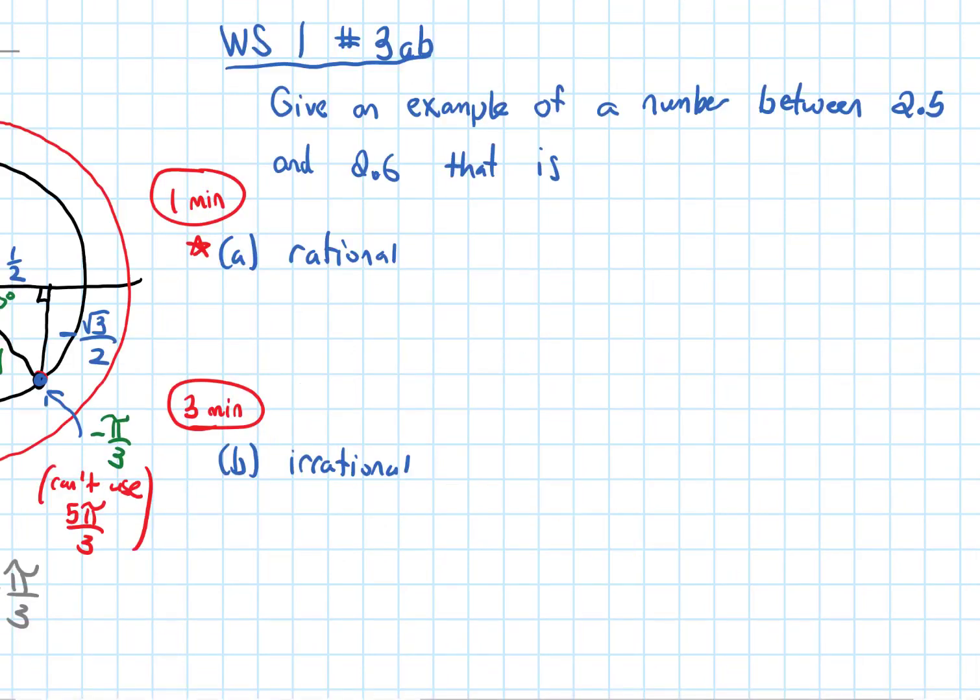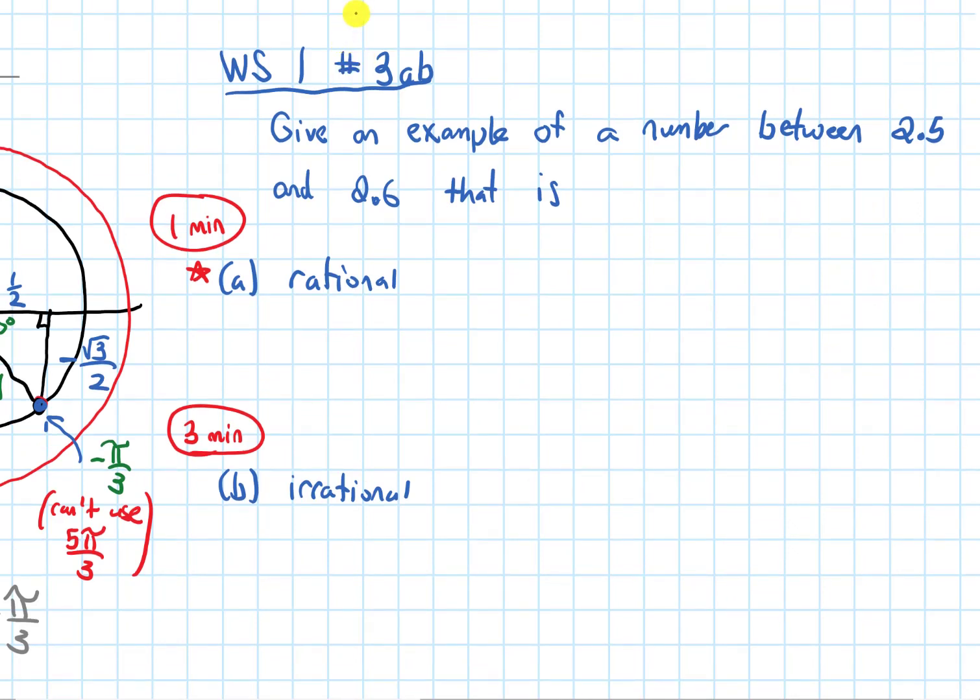Alrighty, so let's try a practice problem. This is question number 3, parts A and B, which says to give an example of a number between 2.5 and 2.6, that is, part A wants a rational number, and then part B will want an irrational number. So I want you to first pause the video for a minute to try to come up with a rational example. 4, 3, 2, 1. Pause it for a minute and try the rational example.